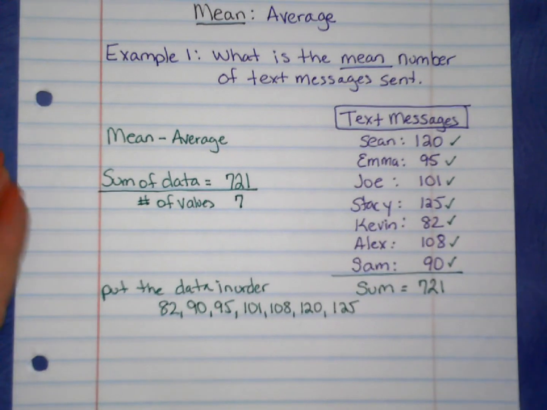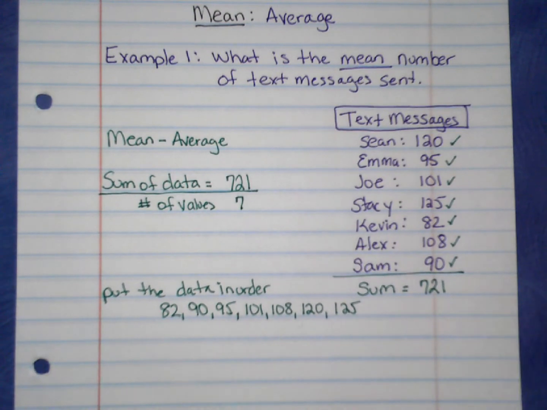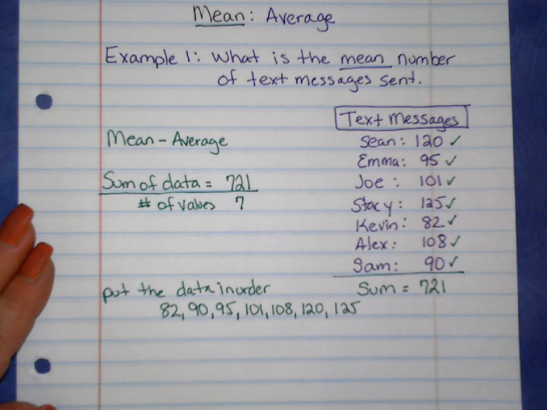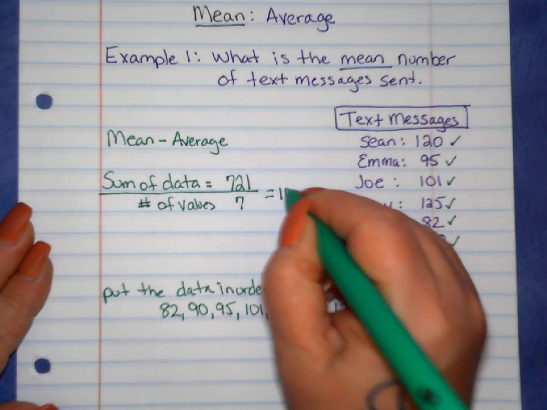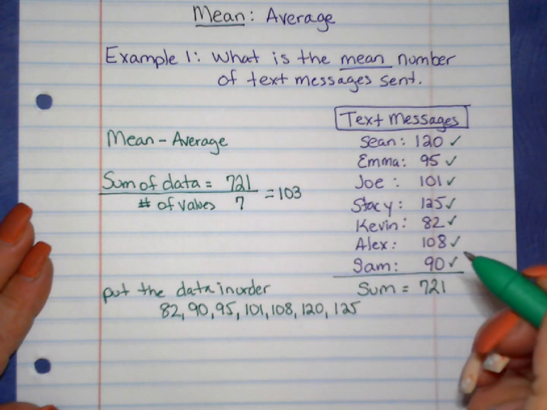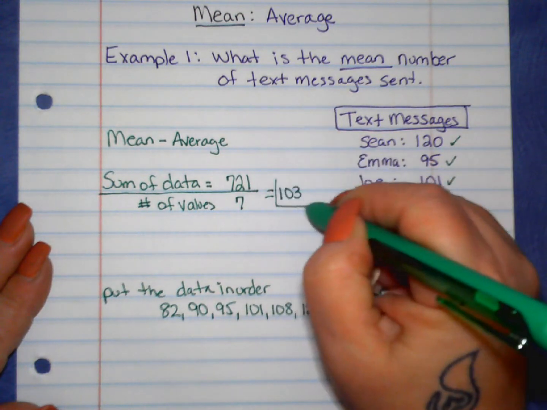So now I can either go and do some side math and divide 7 into 721, or I can use a calculator, however I want to do that division. So go ahead and pause the video and find the average or the mean for this problem. Okay, hopefully you paused it and you came back, and now you're going to check your answer. So the answer is 103 text messages. So there is your answer. That is the mean.